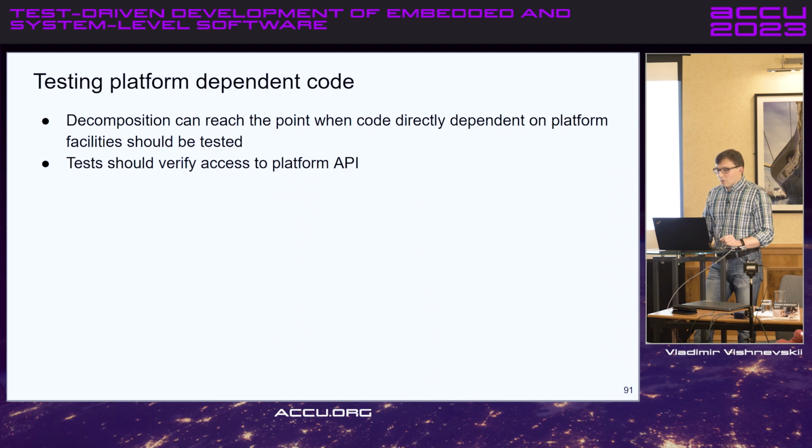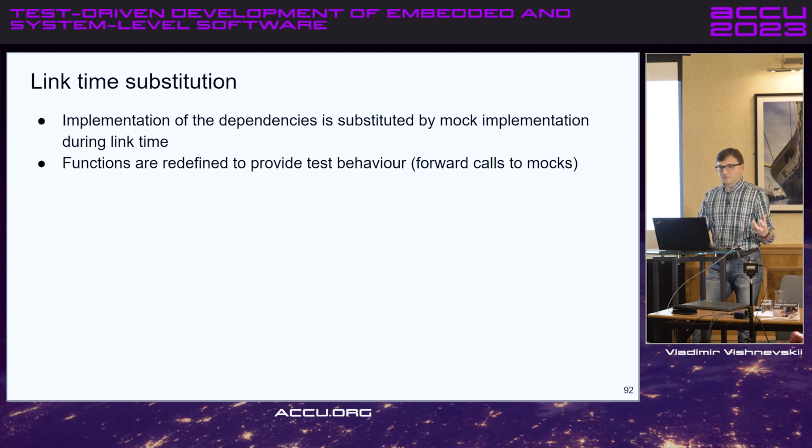Okay. We want to have it portable. It is a requirement. We need to have components that are dependent on the API really extracted, but also, as soon as our decomposition reaches the point where we are using this platform API, we need to be able to verify access to this API. And one of the options that is also well known in embedded is so-called link time substitution.